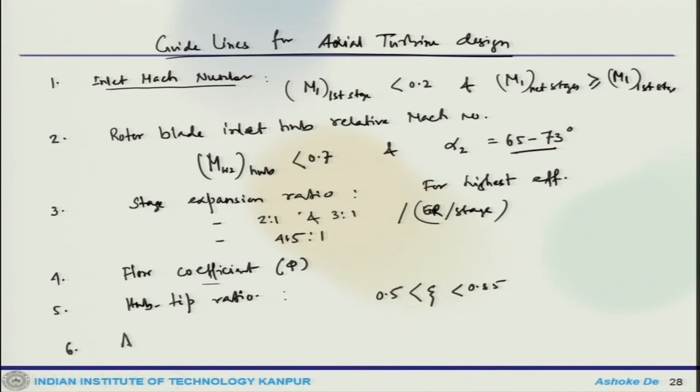6, that is aspect ratio, which is AR. Then the aspect ratio is based on the axial chord. So, let us say it should be in the range of 2.5 to 3.5. Now, for LPT it can be a little larger, or aspect ratio can go up to 6. So that is a low pressure turbine which we can do.